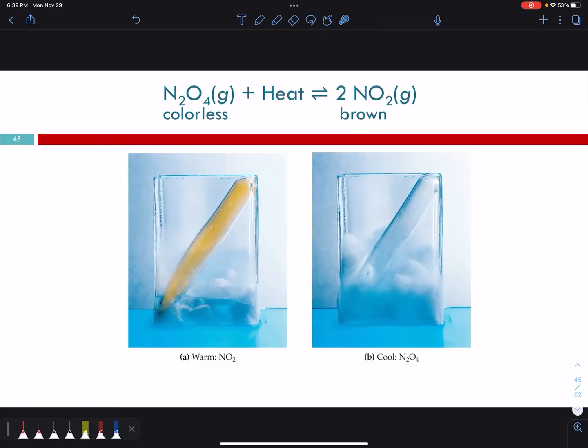Oh, there's a reaction. So there's a vial of dinitrogen tetraoxide. As you warm it up, it turns brown, and then you cool it down, and it becomes clear again. So you can force this reaction. The equilibrium is dependent on the temperature. So you're shifting the equilibrium back and forth just by cooling it down or warming it up. I almost said this backwards.